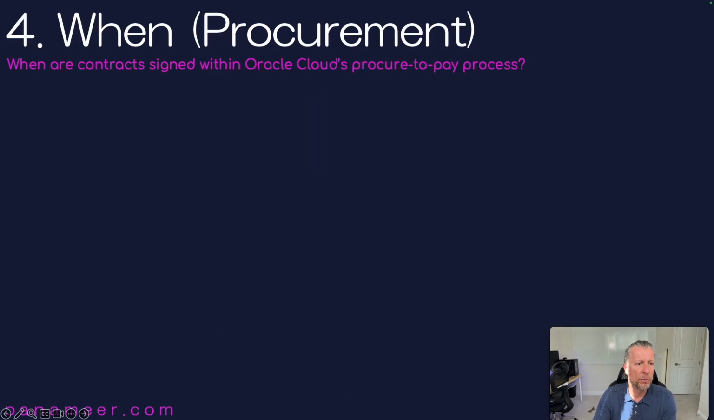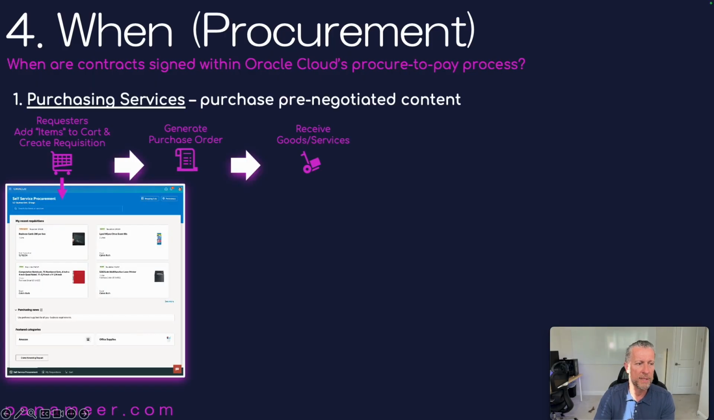Okay, so slide 4: when are contracts signed within Oracle Cloud's procure-to-pay process? So let's take a look at that process. First we have the purchasing of pre-negotiated content. So searching catalogs, putting in a requisition, submitting the requisition for approval. That requisition auto-generates a PO. That PO gets goods sent or services executed.